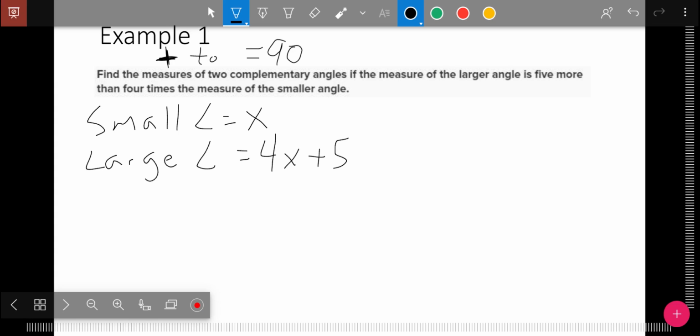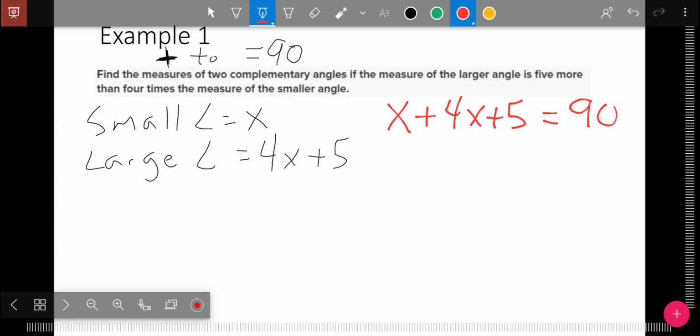Now, could you have written that as 5 plus 4x? Absolutely, would have been just as good. Now I have to set up math. The two angles combine, or we add together. So x is the first angle, 4x plus 5 is the second angle. They add together, they're complementary, which means they make 90 degrees.